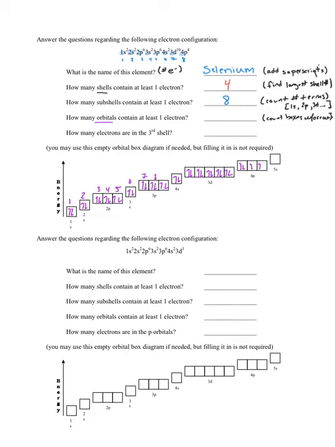6, 7, 8, 9, 10, 11, 12, 13, 14, 15, and now 16, 17, 18. So we've got 18 orbitals, 18 boxes that have 1 arrow. And so because of Hund's rule, it may not always work out that you have 2 electrons per orbital, right? We've got 34 electrons total. We would expect 17 orbitals if we put 2 electrons into each.